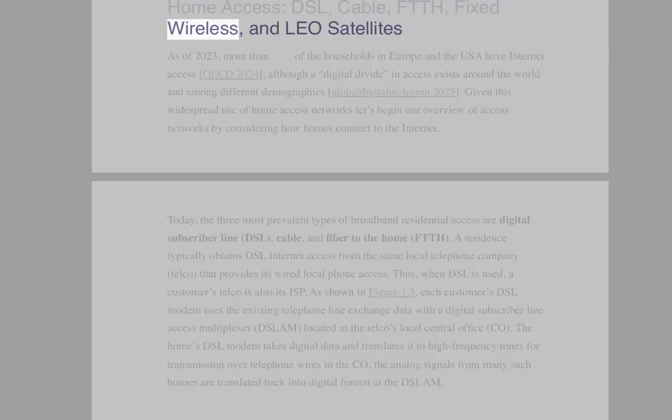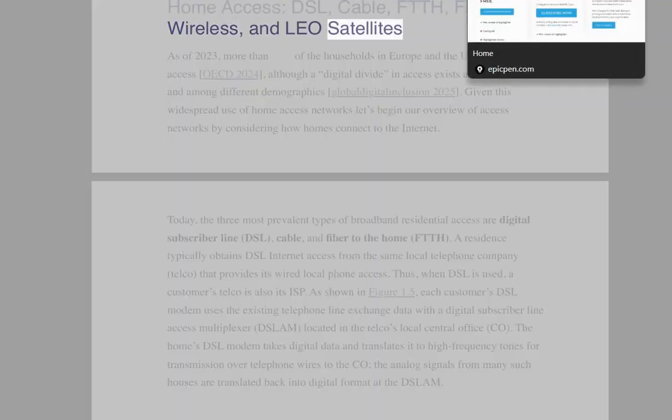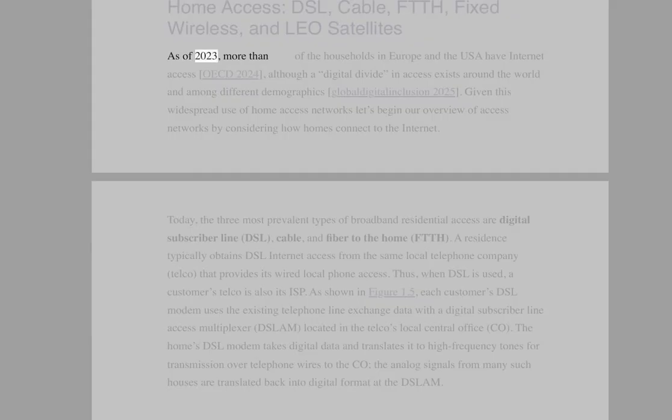FTTH, fixed wireless, and LEO satellites. As of 2023, more than 90% of the households in Europe and the USA have Internet (OECD 2024), although a digital divide in access exists around the world and among different demographics (Global Digital Inclusion 2025). Given this widespread use of home access networks, let's begin our overview of access networks by considering how homes connect to the Internet.